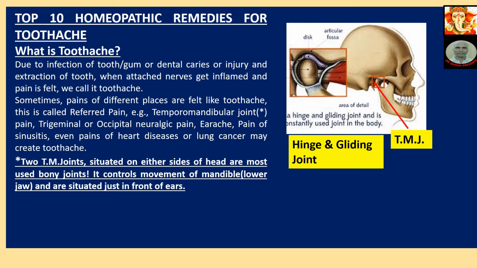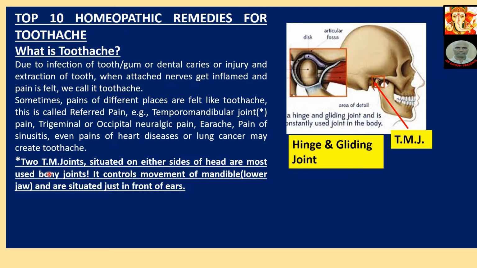For example, temporomandibular joint. Look at this picture. This joint is called temporomandibular joint, which makes our jaw moving. It is a type of hinge and gliding joint and possibly the most used joint in our body. Trigeminal or occipital neuralgic pain, earache, pain of sinusitis, even pain of heart disease or lung cancer may create toothache. Please note this peculiarity. Toothache may come from these different types of ailments also.